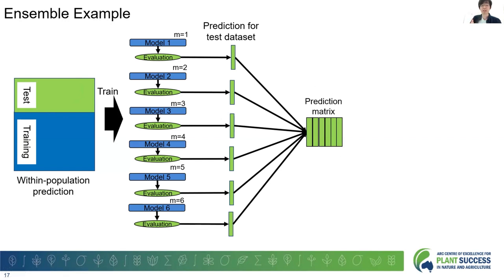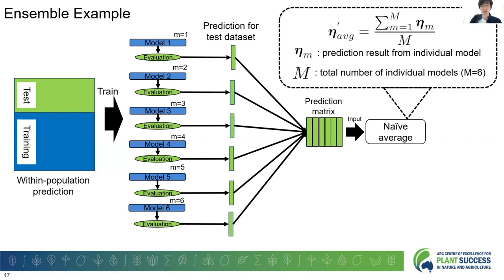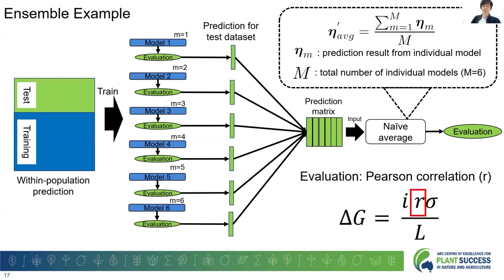In terms of the actual implementation for the ensemble approach, we leveraged one approach called the naive averaging method, which simply takes all the prediction results from all the single models and averages them into one by using the same weight. Similarly, we evaluate this performance by using the test data set. For evaluation, we use a metric called the Pearson correlation. A higher value in the Pearson correlation represents a higher prediction accuracy, which can directly lead to an increase in the selection accuracy in the breeder's equation.